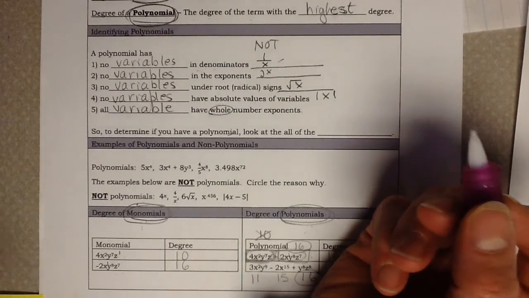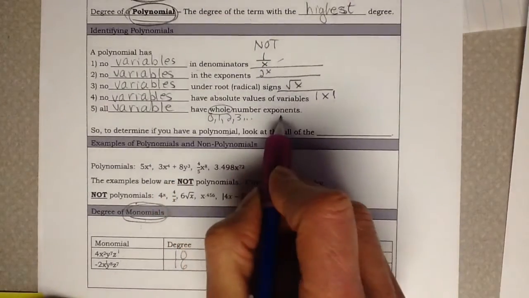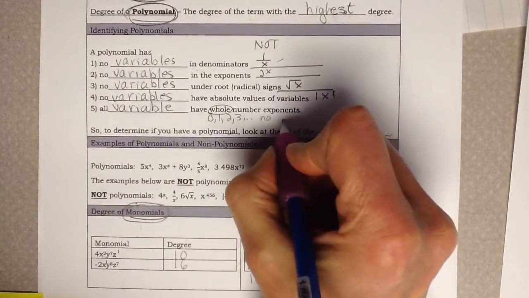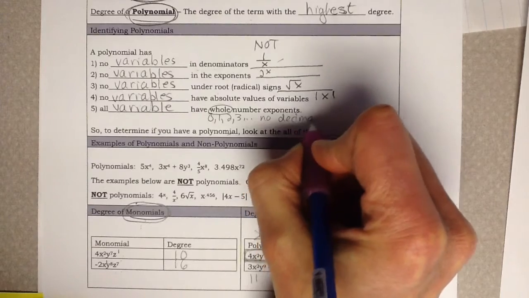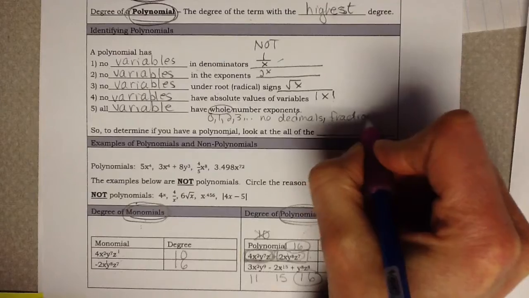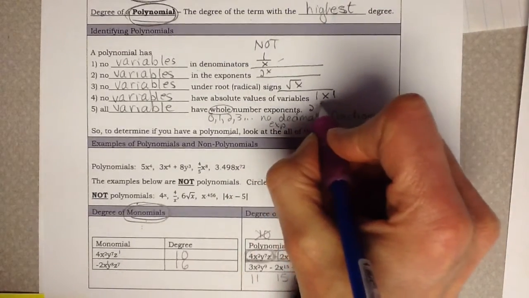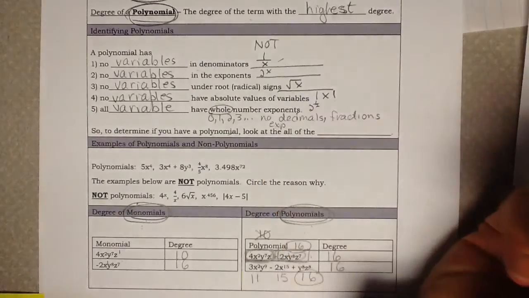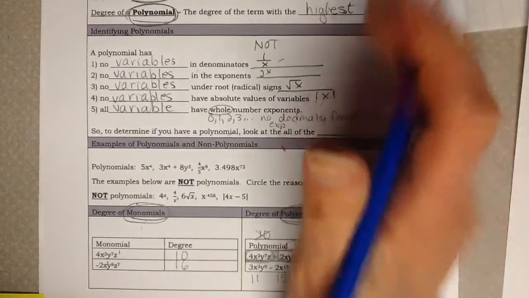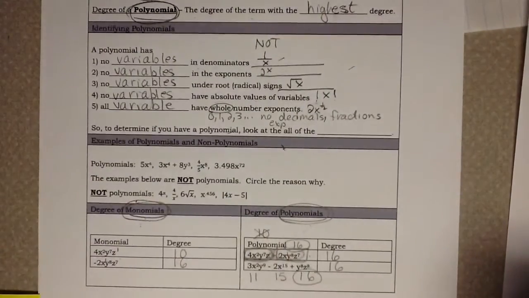Whole numbers start with 0, so 0, 1, 2, 3, and so on, for their exponents. So that means no decimals, no fractions in the exponent. So something like 2x, let's squeeze an x in there, 2x to the 1/2 would not be a polynomial.